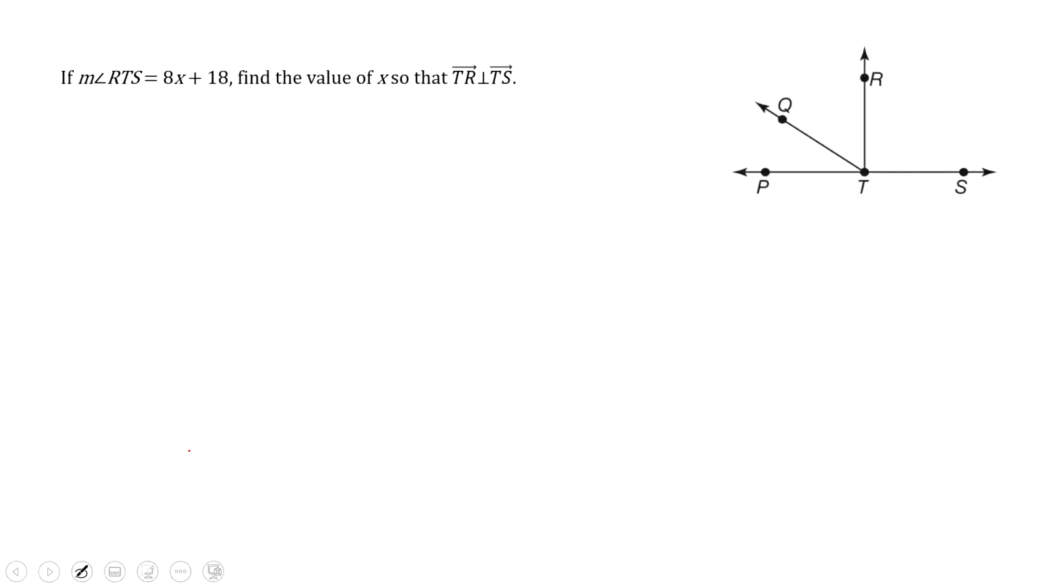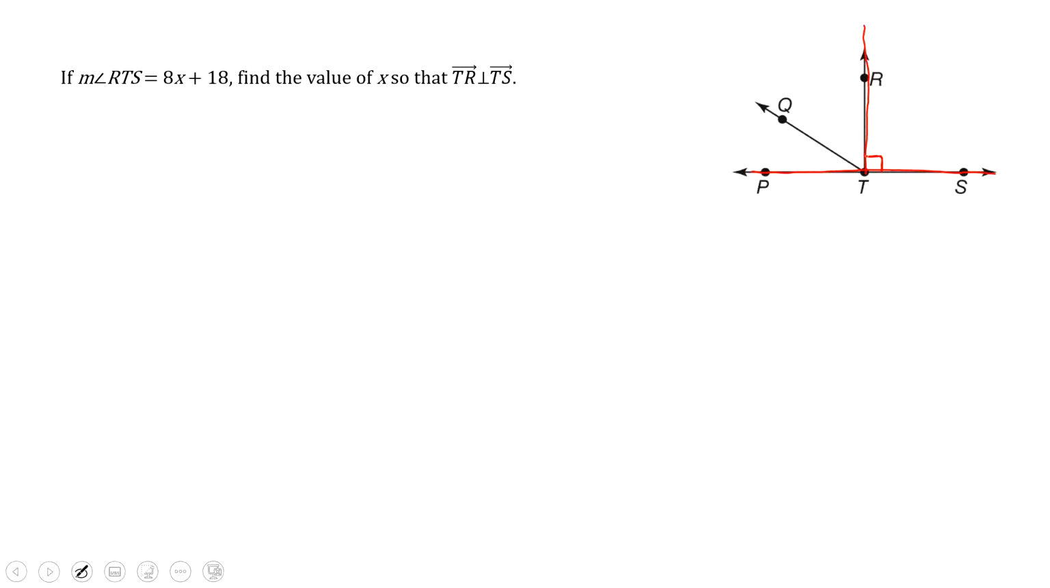All right, so we're looking at this example. If the measurement of angle RTS equals 8x plus 18, they want us to find the value of x so that TR is perpendicular to TS. So we're trying to determine if these are perpendicular lines. I'll do them in red here. What they really want is the value of x that will make this a right angle. We don't know it's a right angle yet. They want us to make it a right angle, so we need to find the value of x.